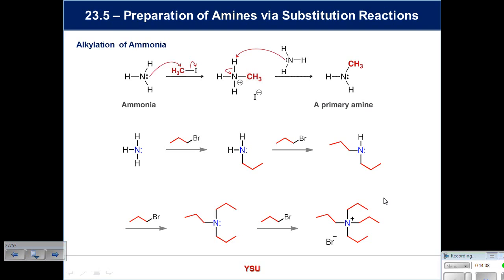Quaternary ammonium salts help solubilize material. So that's what this is useful for. You can't really stop at any of these intermediate products because they keep going. And you get these mixtures and you want to make it worthwhile.